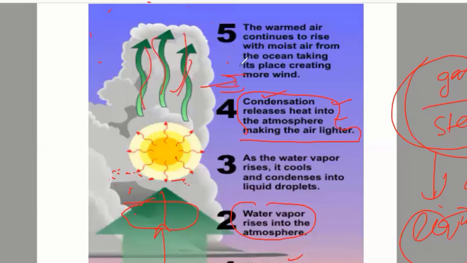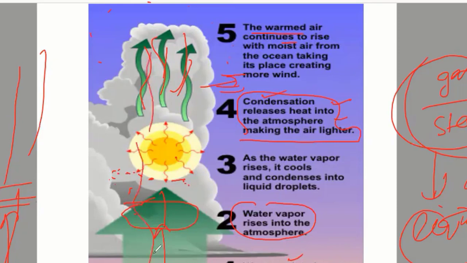Fifth step, the warmed air continues to rise and moist air from the ocean takes its place, creating more wind. For example, the warm air rises, the air goes up. This is an empty place. To fill that gap, the air comes up from below like this. So they go more up, you can see here, going up, more up, and from here more.